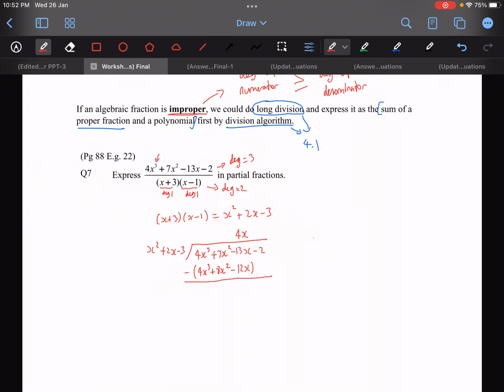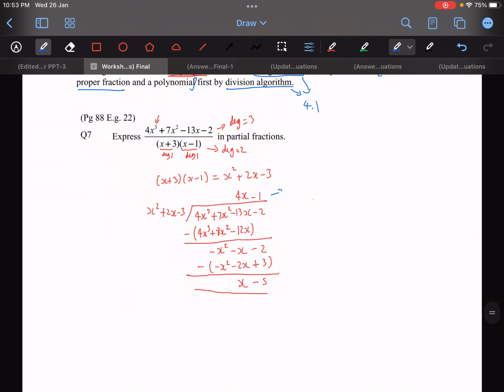And so this gives us 7x squared minus 8x squared is negative x squared. Negative 13x plus 12x is minus x. And then we shift down the negative 2. Okay, so now we just need a negative 1 here. And then we have minus negative x squared minus 2x plus 3. So you got negative x plus 2x is x, and then negative 2 minus 3 is negative 5. Okay, so this is what we get.